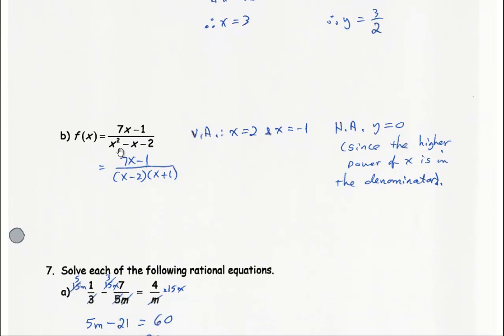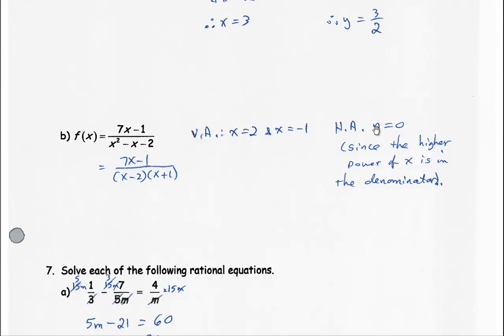For b here, you need to factor the x squared minus x minus 2. So I factored it into x minus 2 and x plus 1 because negative 2 and 1 add to negative 1 and multiply to negative 2. And so if we set x minus 2 equal to 0, we get x equals 2, and we set x plus 1 equals 0, we get negative 1. So there's two vertical asymptotes, x equals 2 and x equals negative 1.